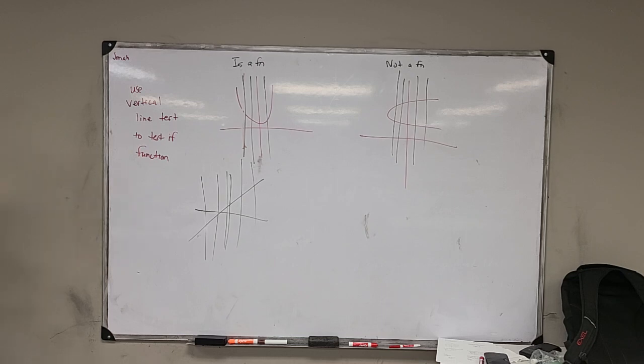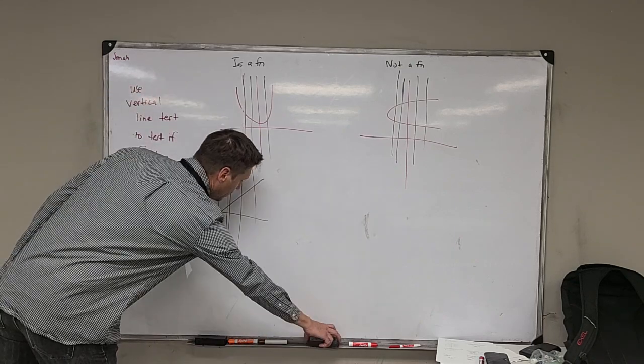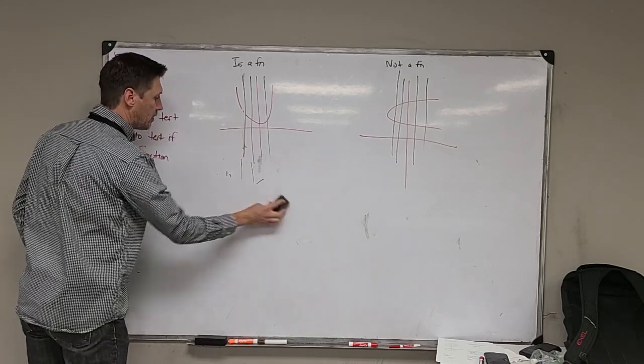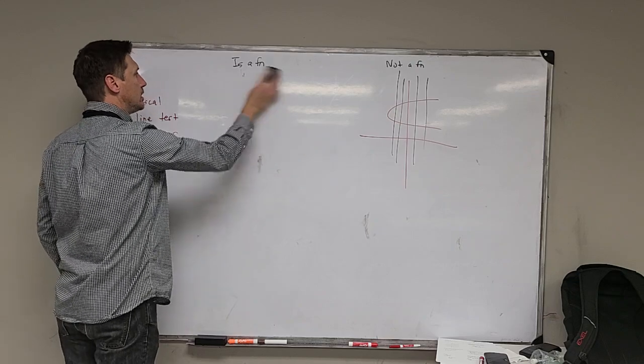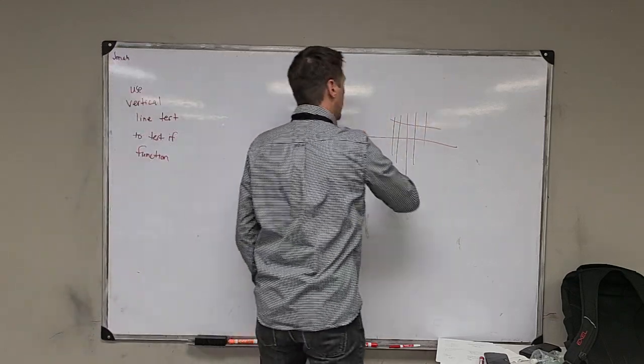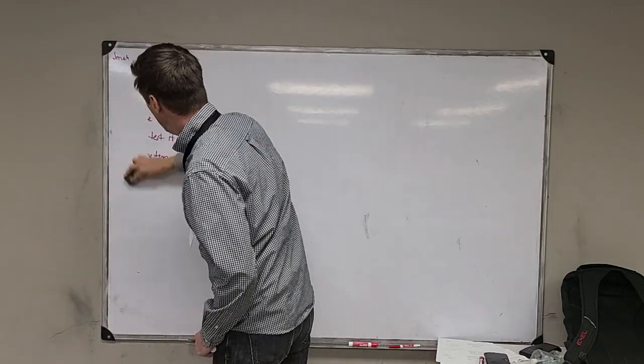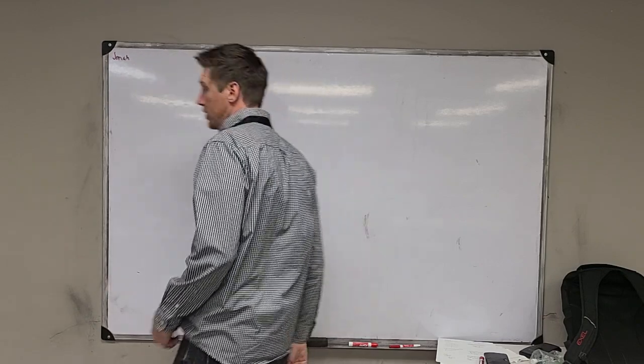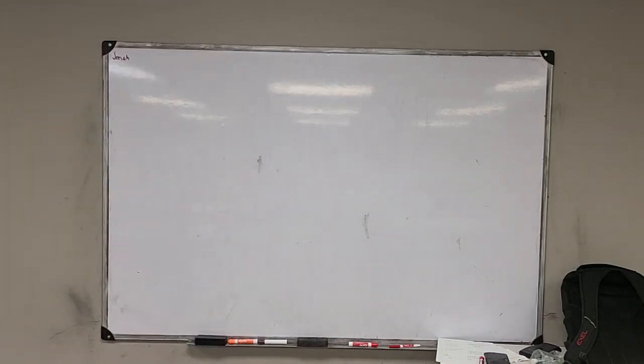So I show you a graph. Is this a function? You just say, can I pass a vertical line through more than one point? If I can't, then yes, it is a function. All right, so let's go on to the next topic in this chapter, which says we're doing systems of equations again.